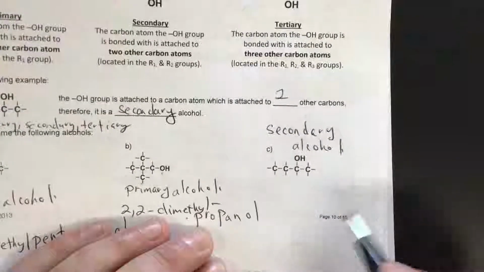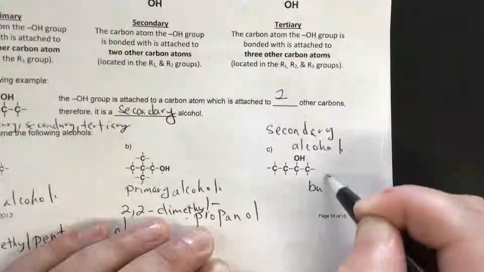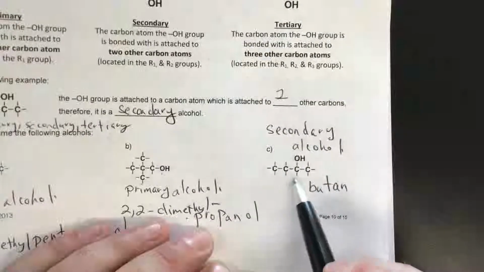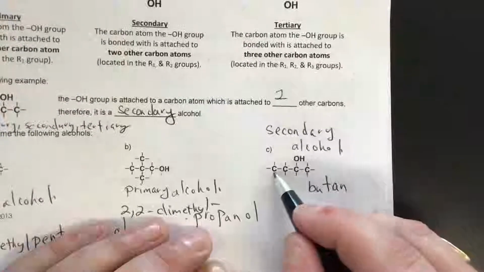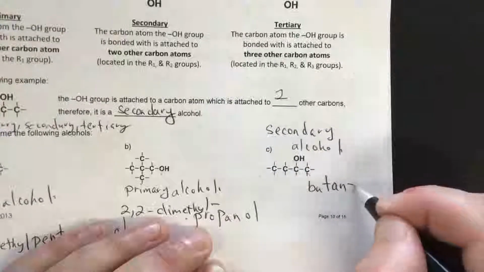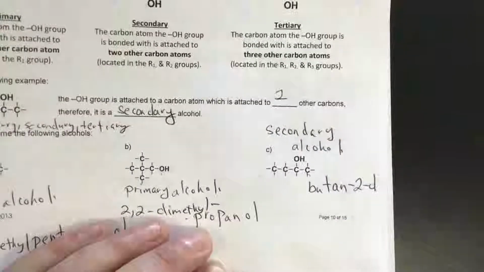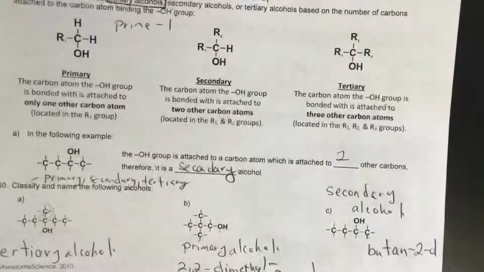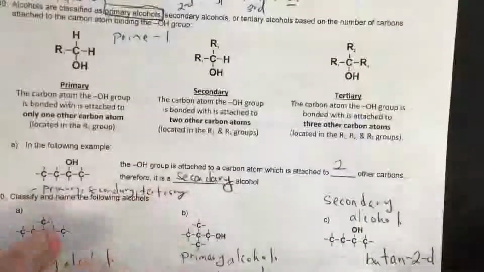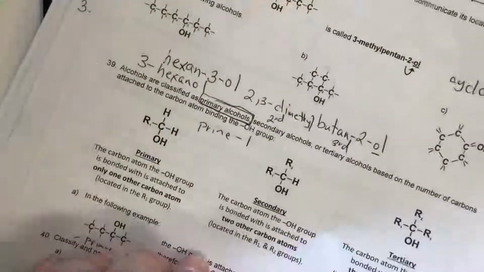1, 2, 3, 4. So it's going to have a parent name of butane, and our alcohol needs the lowest possible number. So start numbering from this side. So 2-ol, and that's it. Butan-2-ol. Okay, that's your alcohol functional group.